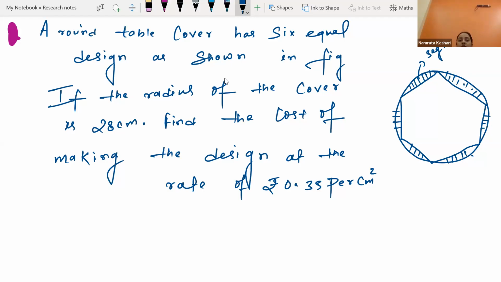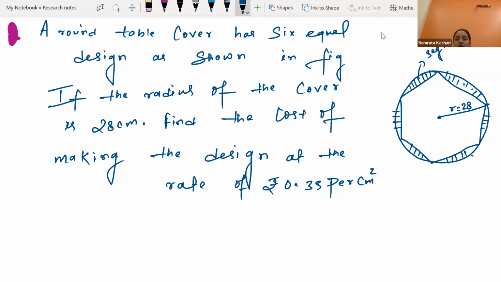If the radius of the cover is given as 28 centimeter, find the cost of making the design. That means we have to find the area of the segment over here. All six segments are exactly same. First, we'll be finding the area of the segment, and then we will be finding the total cost.